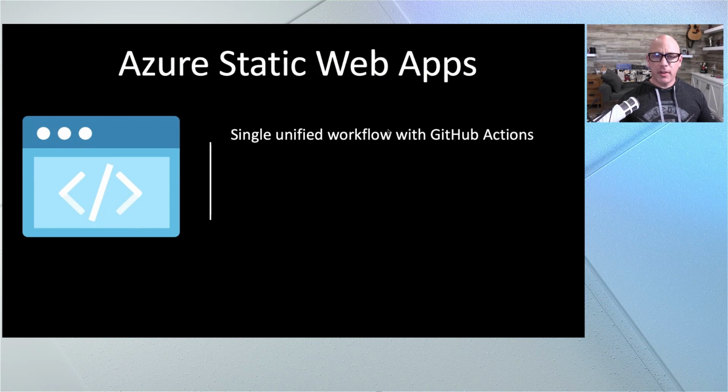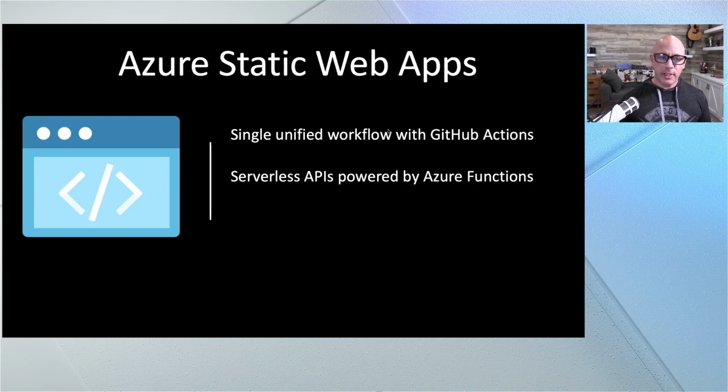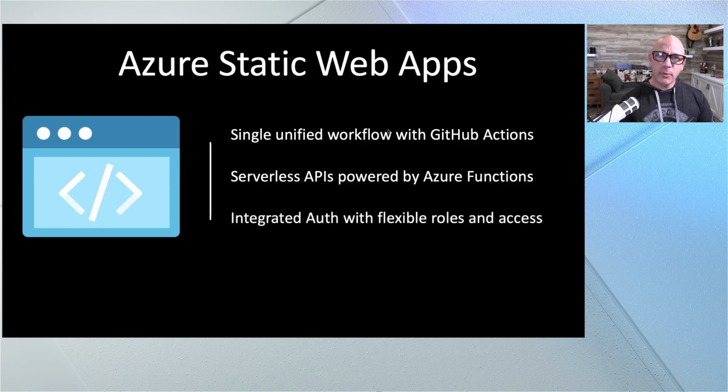The basic thing that boils down to here is you get a single unified workflow with GitHub Actions, which is great. And optionally, if you have Azure Functions for your APIs, they just work, which is great. And you get integrated authentication and flexible role-based authorization.